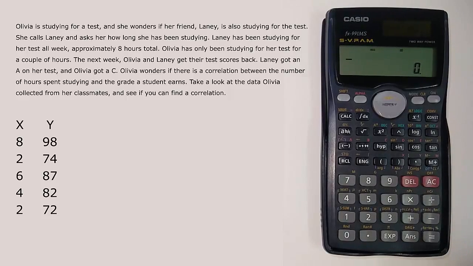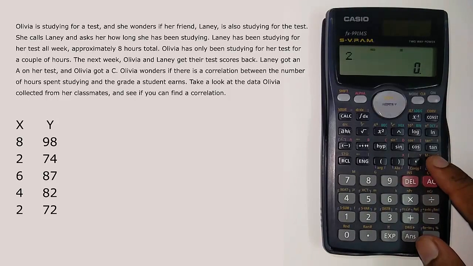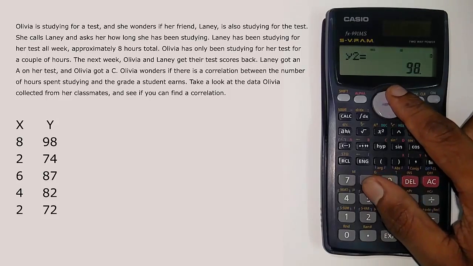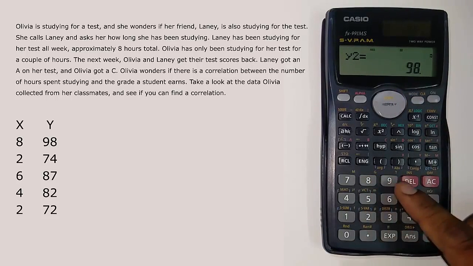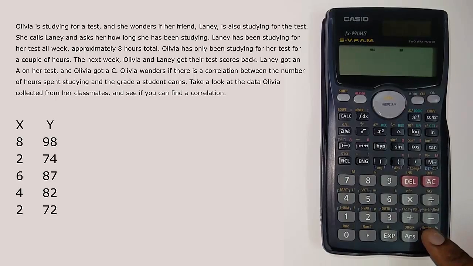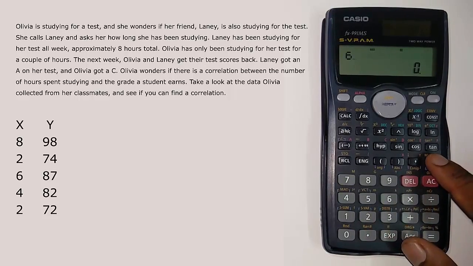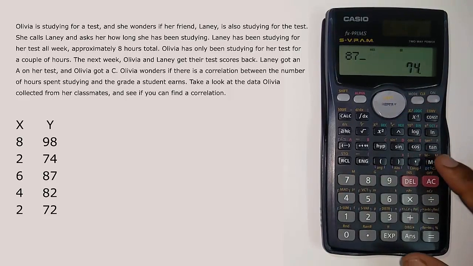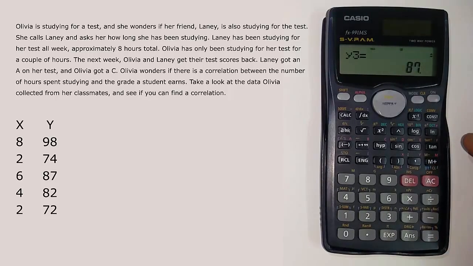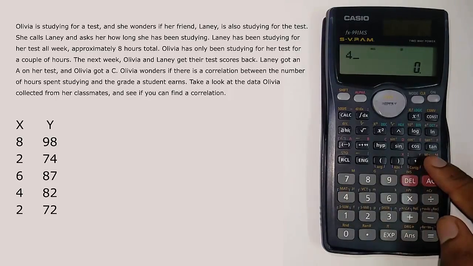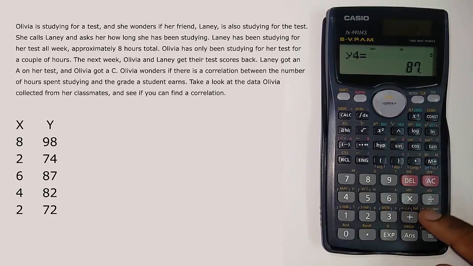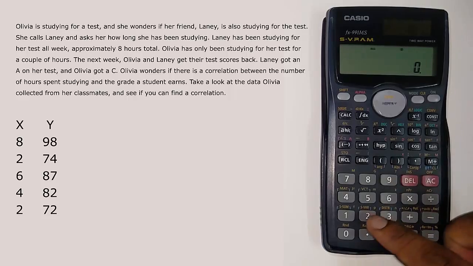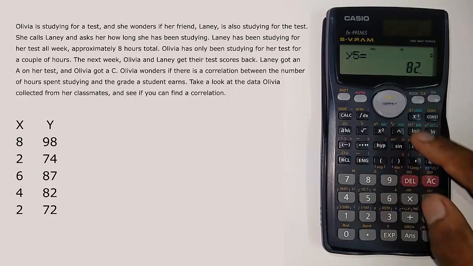Now we will enter all the remaining values. Enter the value 2. Click 2 times up. Now enter the corresponding value of y, which in this case is 74. Enter the value 6 and its corresponding value as 87. Enter the value 4 with its corresponding value as 82. Enter the value 2 with its corresponding value as 72.